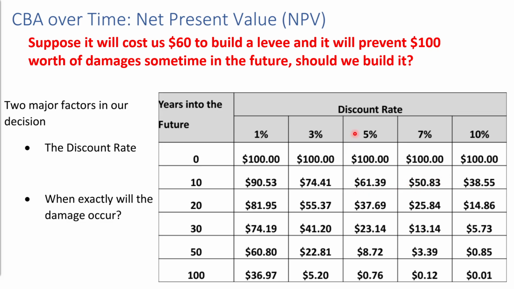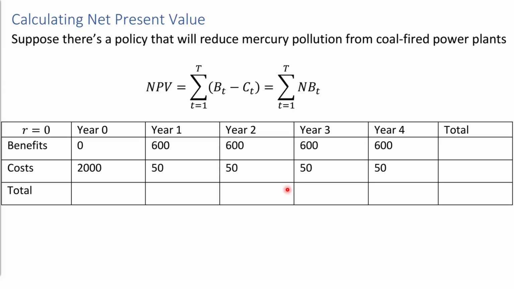All right, and you can even fix the column, let's say at 3%, and then you go down. At 10 years, we will build it. However, if the damage comes in 20 years, then we will not build it, because it's $55. All right, so we have two variables going on here, and this is going to complicate our decision making process.